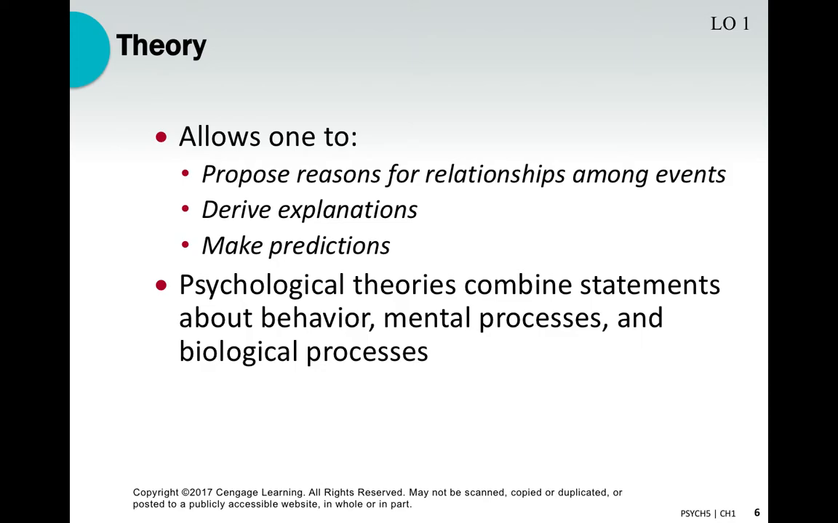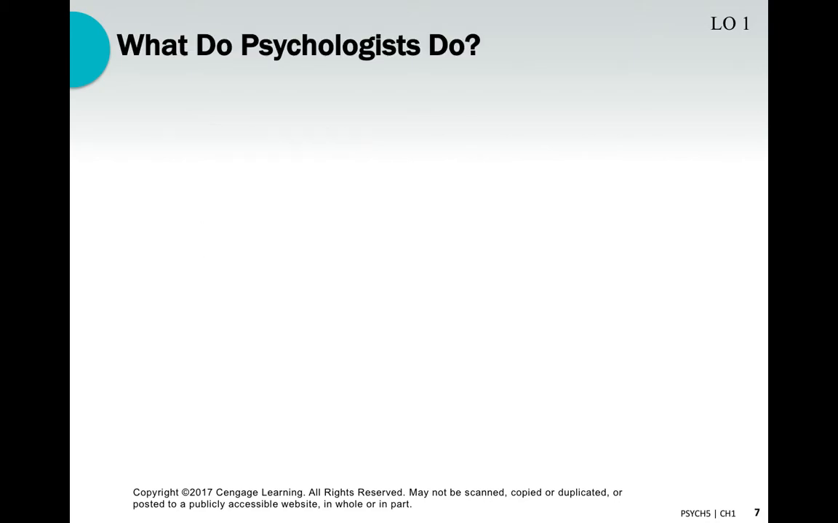So in psychology, a theory allows us to understand the relationship between events or why things happen by coming up with explanations, and then also trying to make predictions in the future. That's the big thing: it allows us to make explanations and predictions, especially in regard to behavior, mental processes, and also biological processes, which we'll talk about, I think, more in chapter 2.